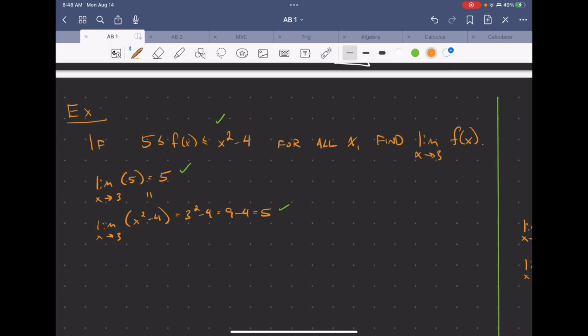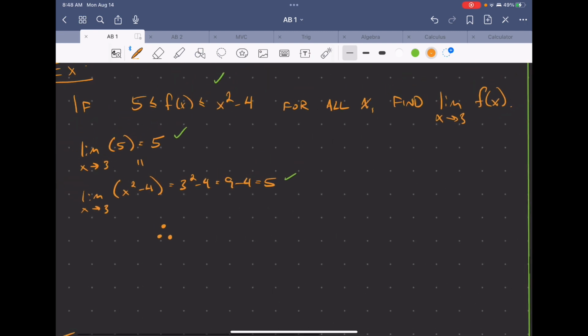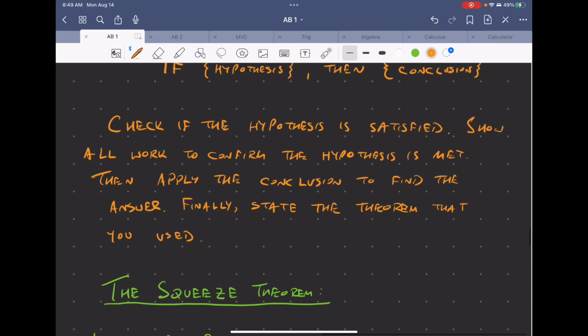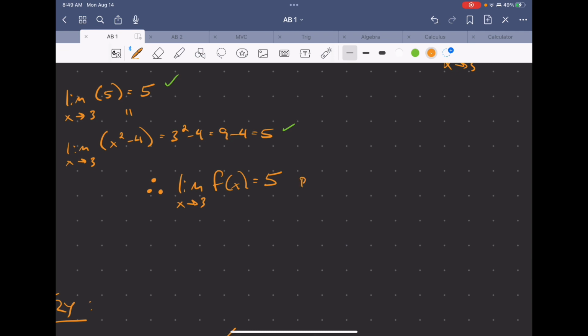So now we can just use the conclusion. And that is that the limit, so I'm going to draw these 3 dots here. The 3 dots just means therefore. So if I'm using the conclusion of a theorem, I can just start off my answer by saying therefore the limit as x approaches 3 of f of x has to be equal to L. My L here was 5. Remember the last step that I said to do up here: finally state the theorem that you used. So you always want to make sure you're stating the theorem. So therefore the limit as x approaches 3 of f of x is equal to 5 by the squeeze theorem. And that would be your answer.